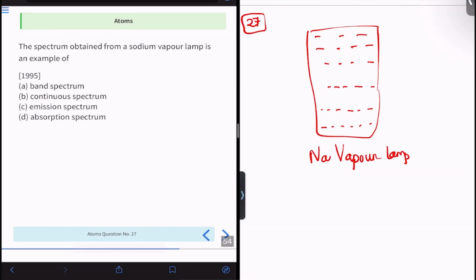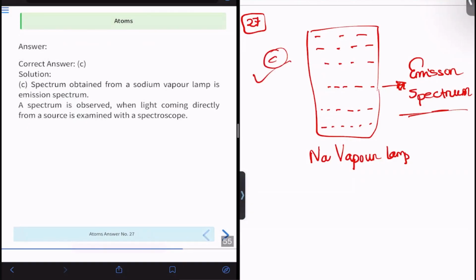So this question says the spectrum obtained from a sodium vapor lamp is an example of what? The sodium vapor lamp, always remember, always gives rise to emission spectrum. It is an example of emission spectrum. So option number C. A spectrum is observed when the light coming directly from a source is examined with a spectroscope. It can also be asked how it is examined. It is examined with the help of a spectroscope. You can remember this.